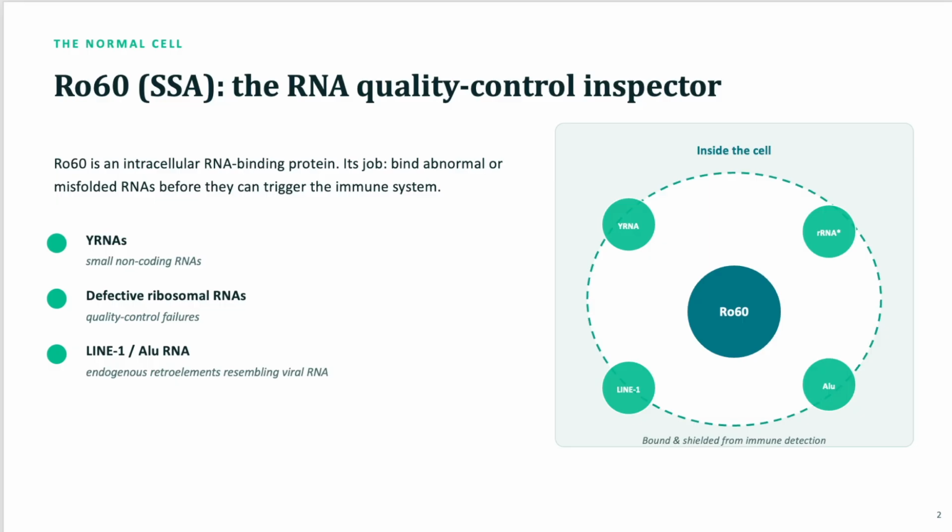So Ro60, also known as SSA, is an intracellular RNA binding protein. So we think of this as a cell's RNA quality control inspector, right? Its job is basically to bind the abnormal or misfolded RNAs before they trigger the immune system. So these include the yRNAs, which are basically cytoplasmic RNAs, defective ribosomal RNAs. We have our endogenous retroelement RNAs like LINE-1 and Alu RNA. And basically, these can resemble viral RNA.